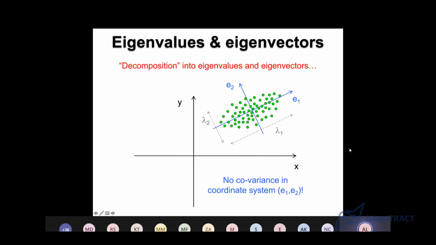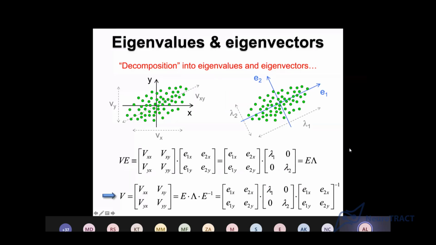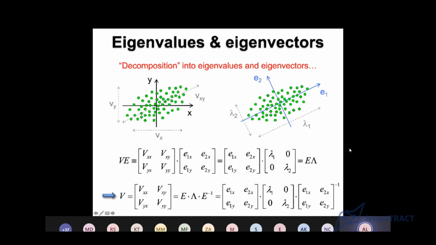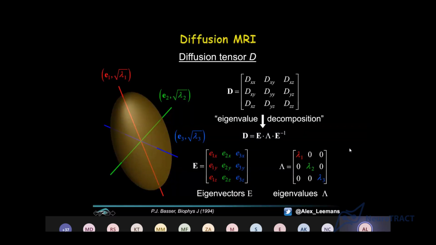There's no correlation. And so I'm going to skip the math, but what you see here basically is the mathematical details on how to compute this. You need to set up what is called the characteristic equation, and then you can do all the math here. I'm going to skip the math, and I'll come back to basically my diffusion tensor.